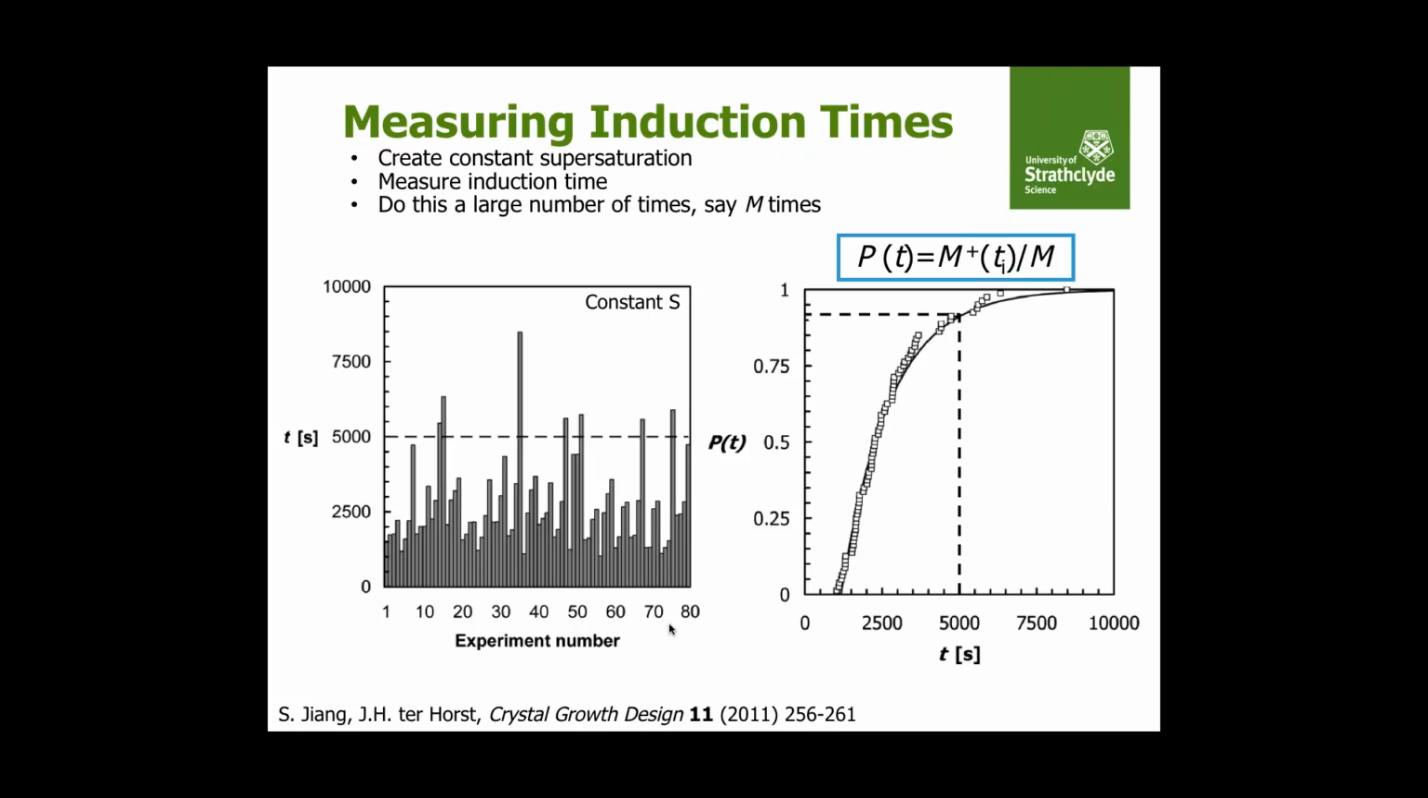So you have a certain chance that a crystal forms, and that chance is actually expressed in the plot on the right, where the probability that you measure a certain induction time or less is expressed as a function of induction time. So the experimental data of the graph on the left is translated to the graph on the right, and from that graph on the right we can now determine a nucleation rate.